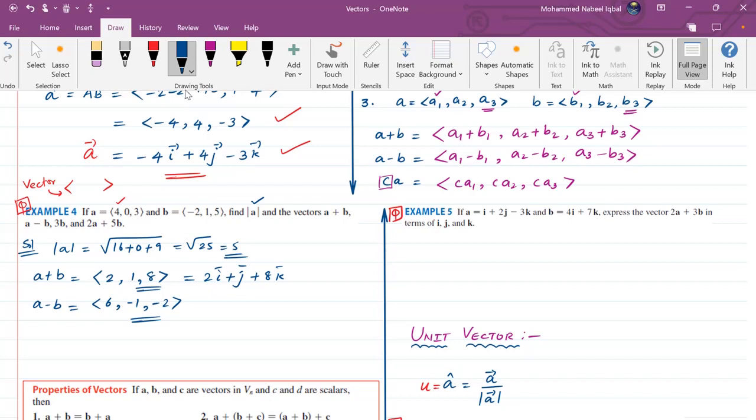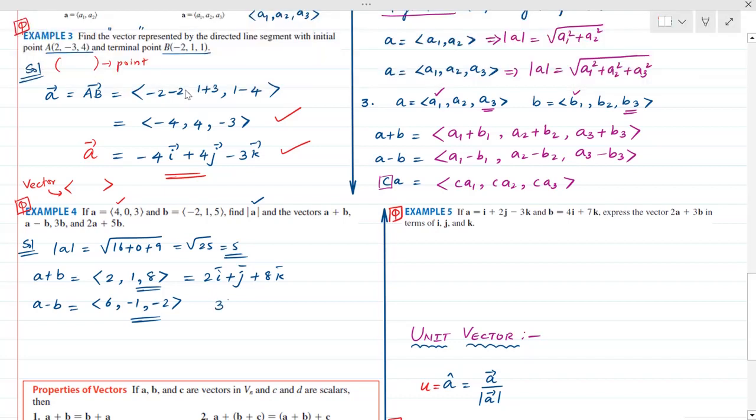Then we have 3B. So 3B means you have to multiply the scalar 3 with B. So you will get minus 6, comma 3 into 1, 3, comma 3 into 5, which is 15. So this is the 3B vector.